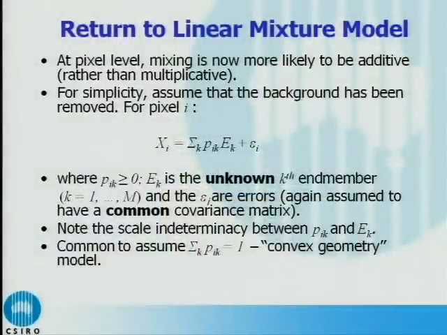For simplicity, I'm going to assume that the background has been removed. So for pixel i I have this linear combination of my Endmembers, where I've now changed my alphas to p's, I'll explain in a minute, but they're non-negative. Now both the p's and the e's are unknown. And again, we assume the areas have a common covariance matrix. So note the scale indeterminacy between the p's and the e's. So it's common to assume that the p's sum to 1. That's why I put in p's as representing proportions. That's what's called the convex geometry model.